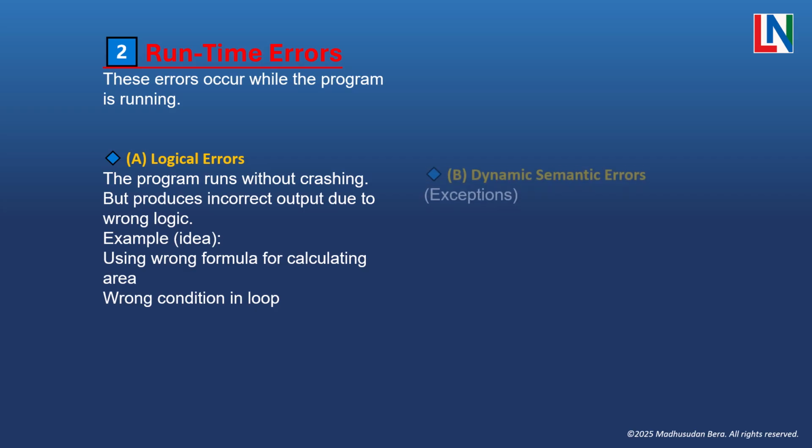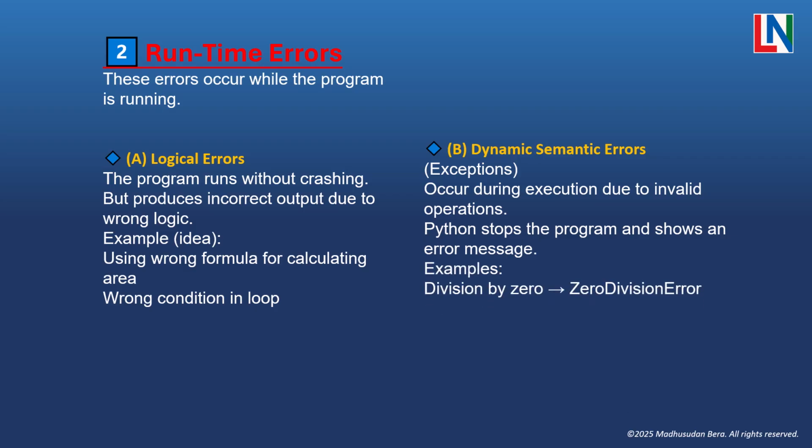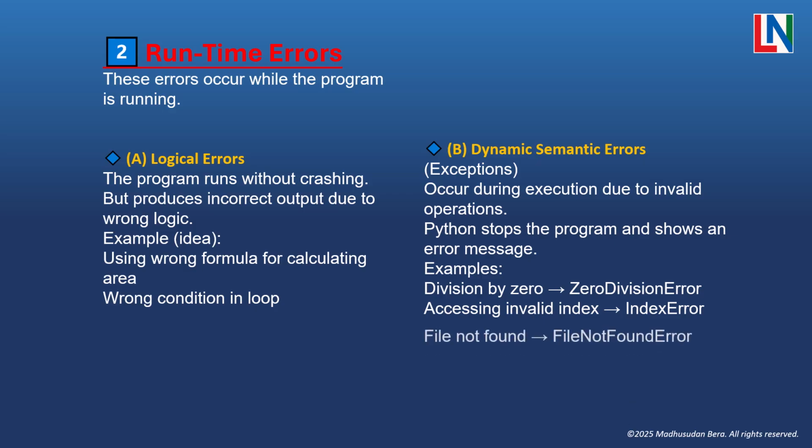Next one is dynamic semantic error, which is called exceptions. They occur during execution due to invalid operations. Python stops the program and shows an error message. Examples: division by 0, which is called zero division error, invalid index error, file not found error, etc.